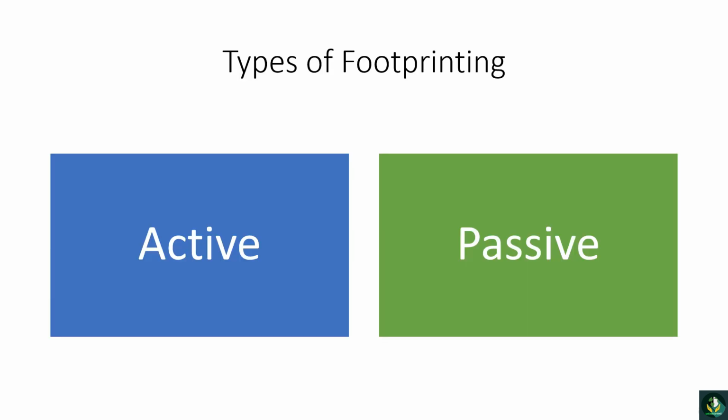So there are two ways to collect information about a target system. The first one is active. In this type of footprinting, hackers make direct contact with the target system to collect the information, and the second one is passive. In this type of footprinting, hackers make indirect contact with the target system to collect information.